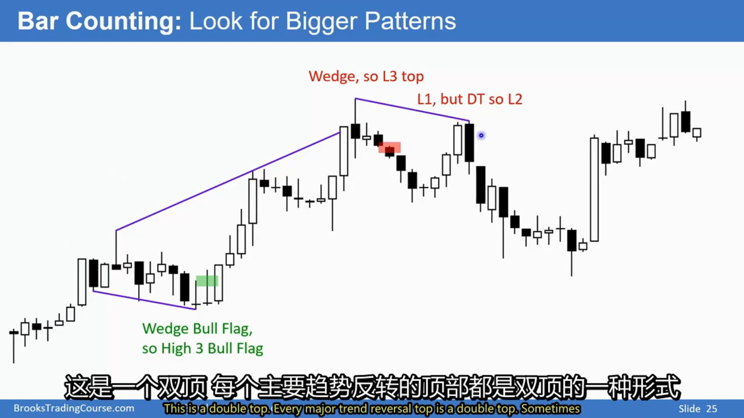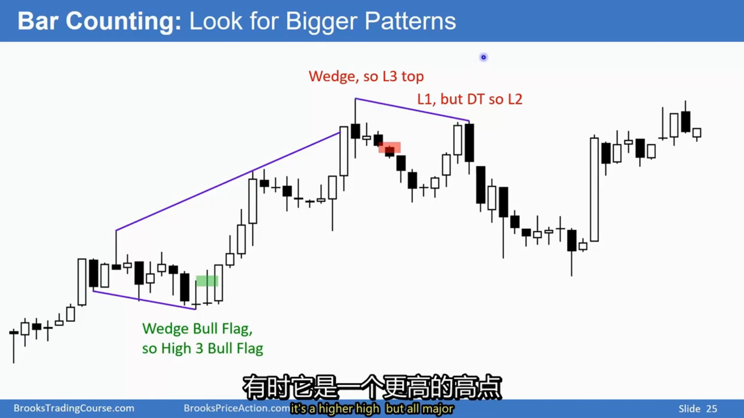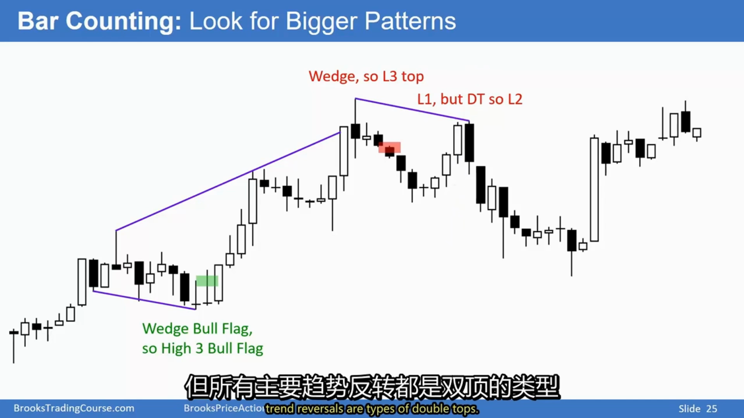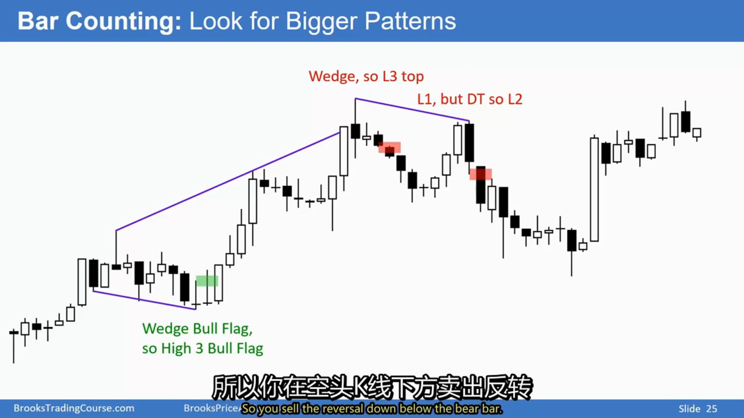Every major trend reversal top is a double top. Sometimes the second high is below the first. Sometimes it's exactly the same. Sometimes it's a higher high. But all major trend reversals are types of double tops. So you sell the reversal down below the bear bar.